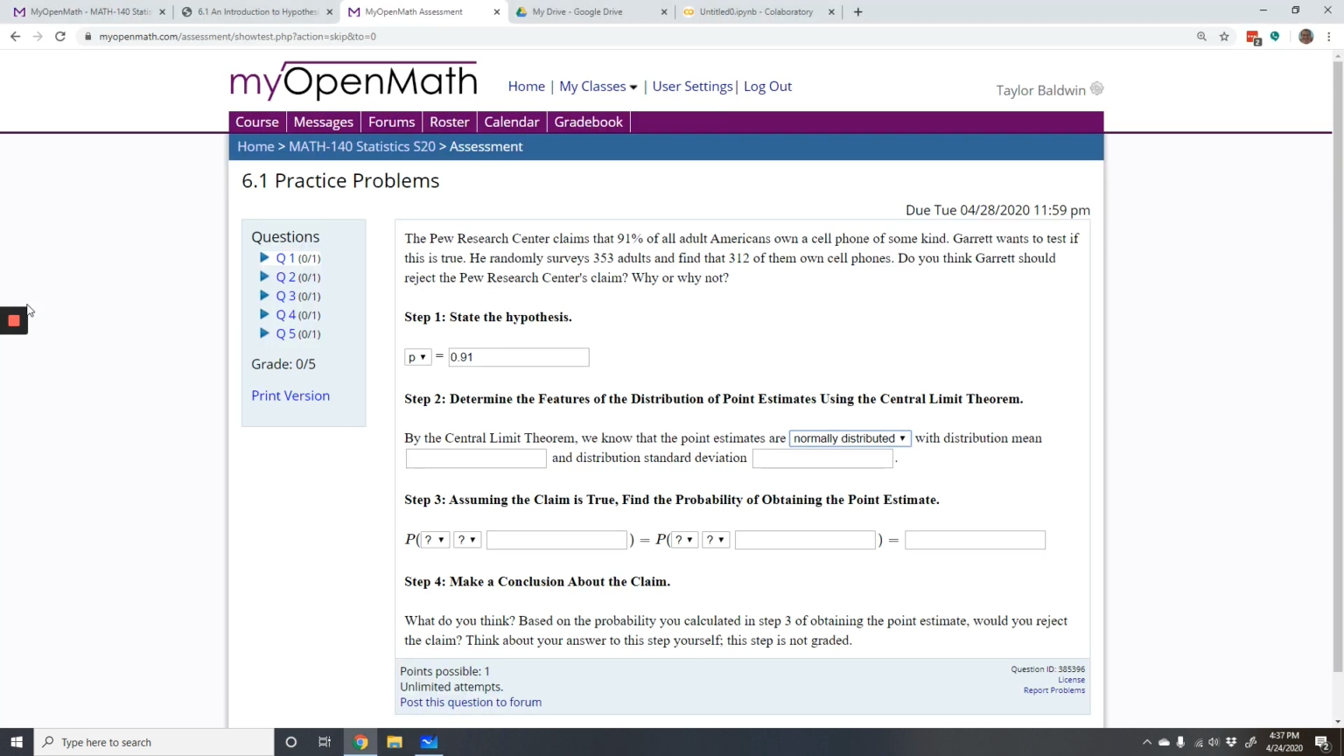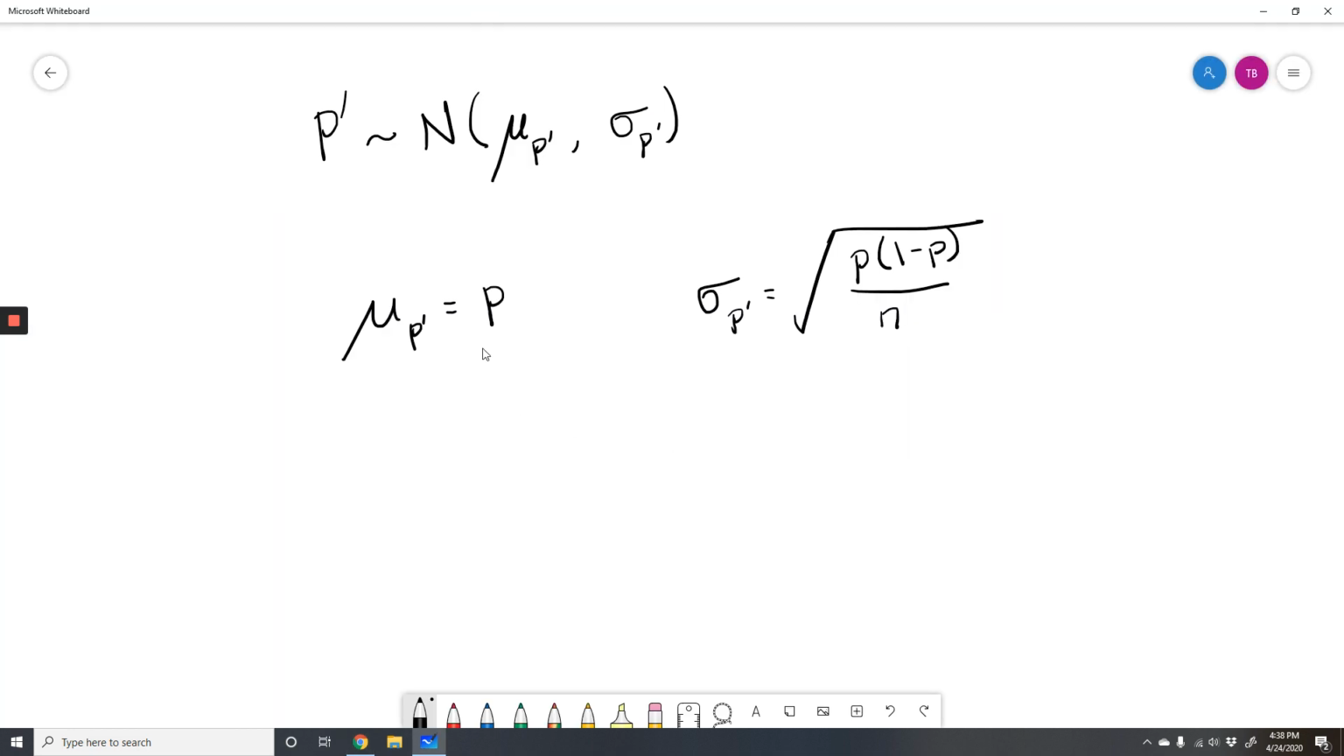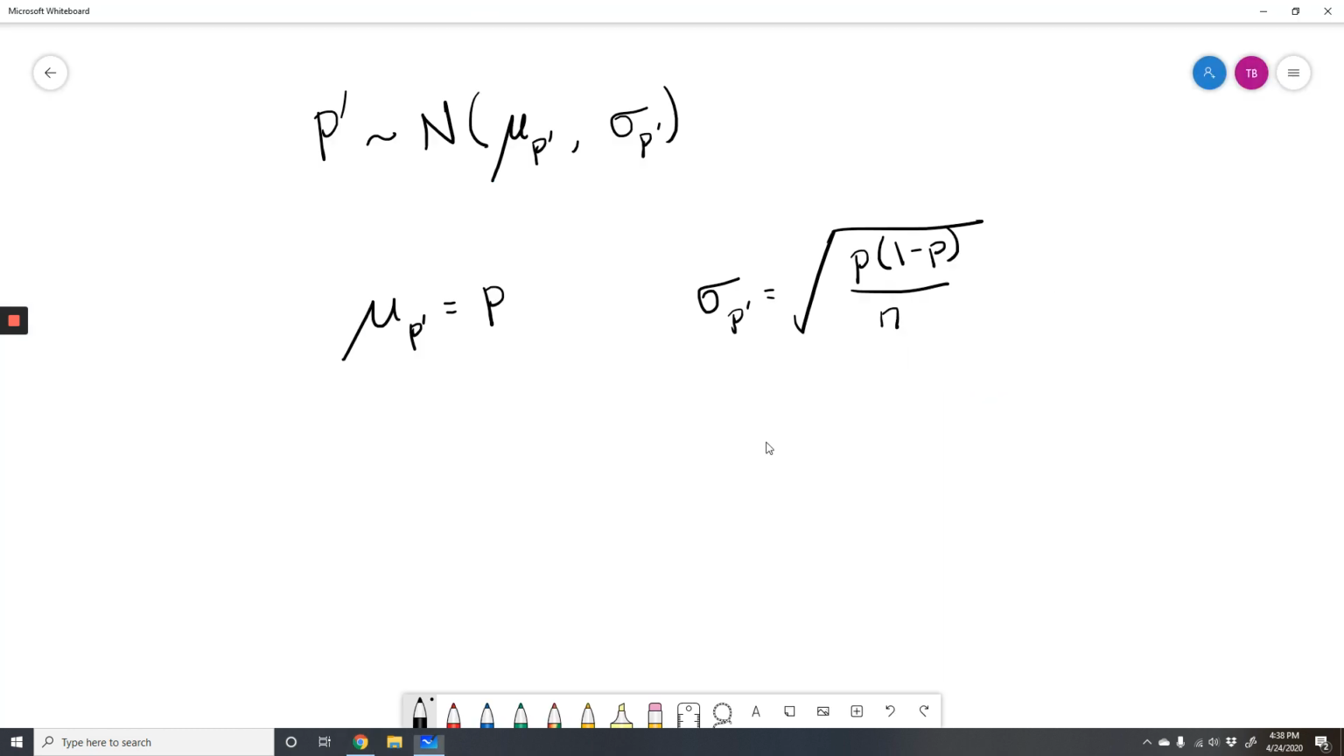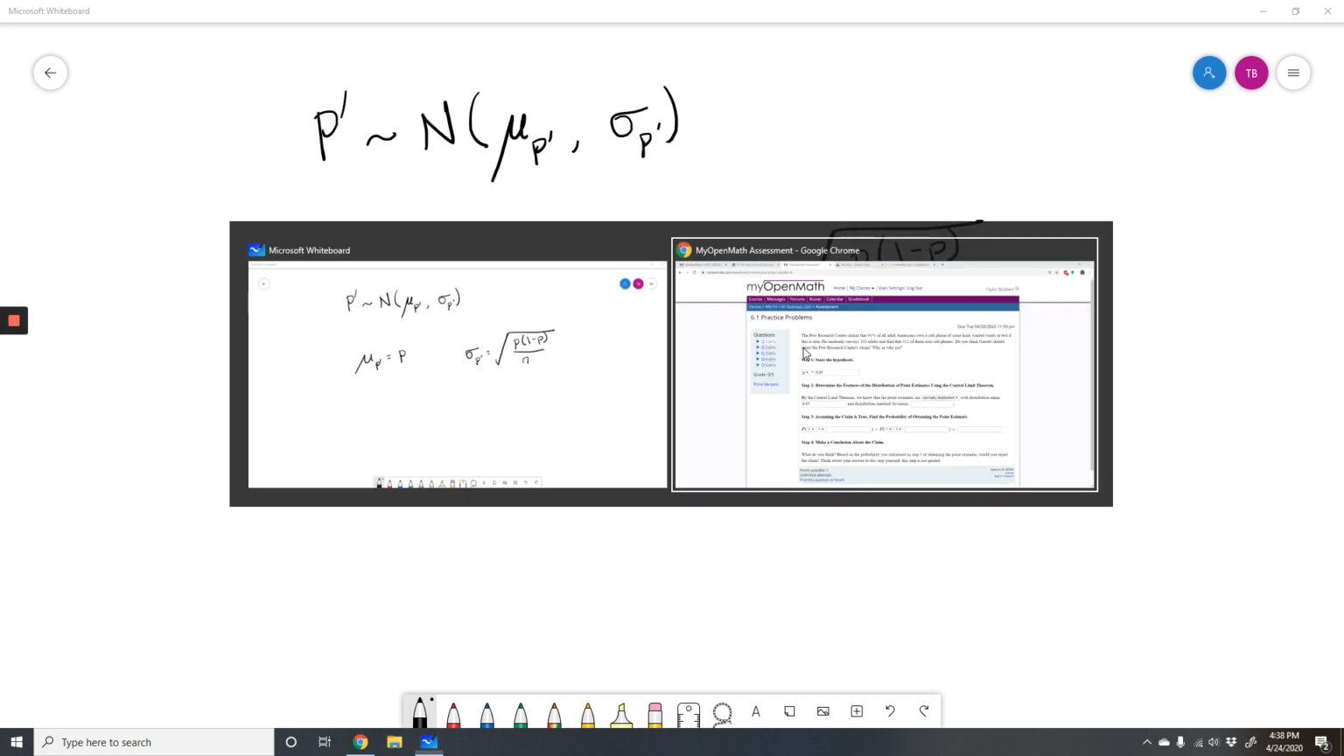Okay, so now that we know it's normally distributed, we want to find the distribution mean and the distribution standard deviation according to the central limit theorem. Well, the distribution mean is the population proportion. And remember, we are assuming for now that this hypothesis is true, which means our population proportion and our distribution mean is 0.91 or 91%. And then to find the distribution standard deviation, we're going to need a notebook, right? We're going to use this formula here, and we're going to throw it into a notebook.